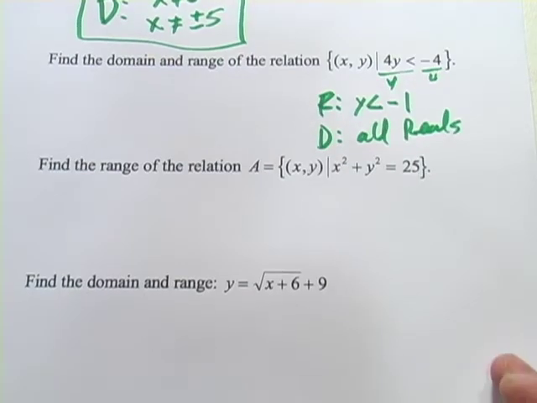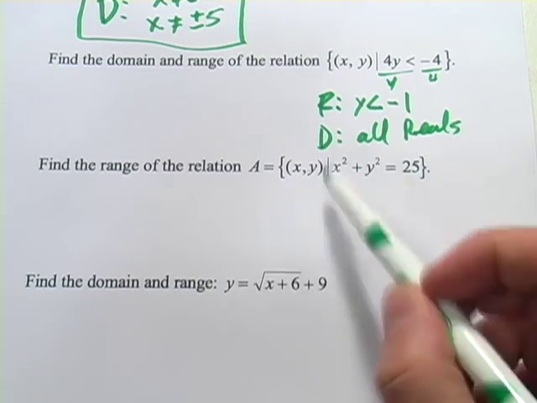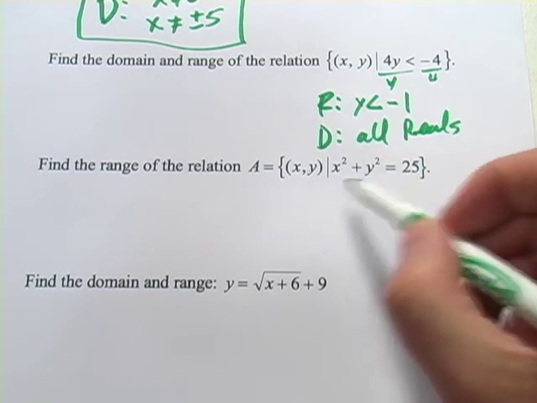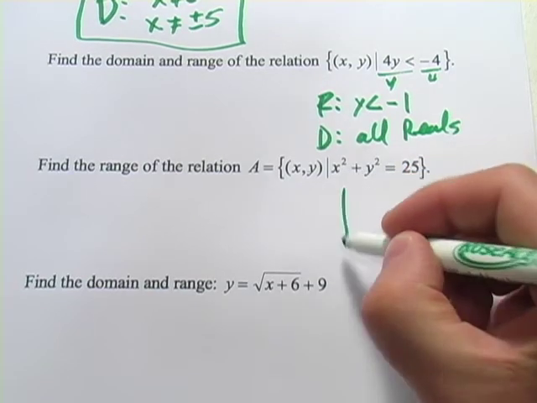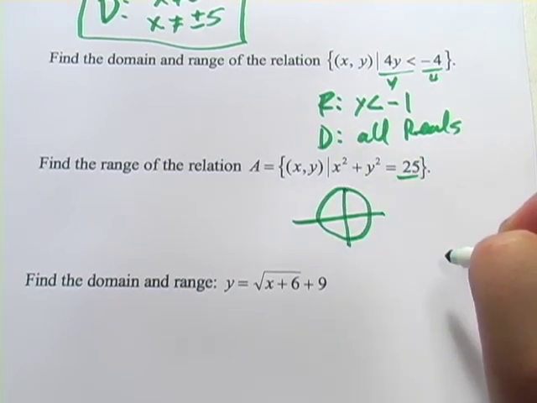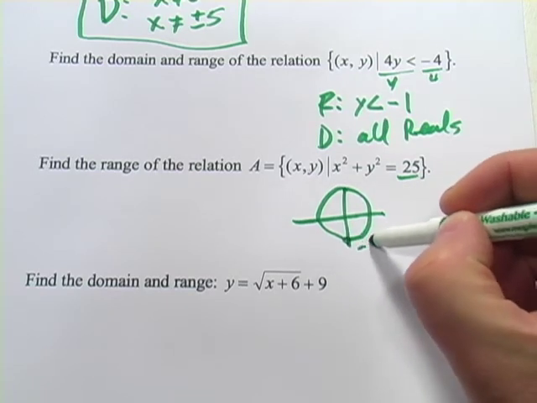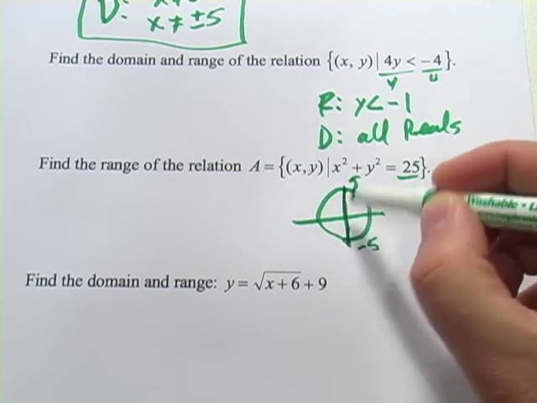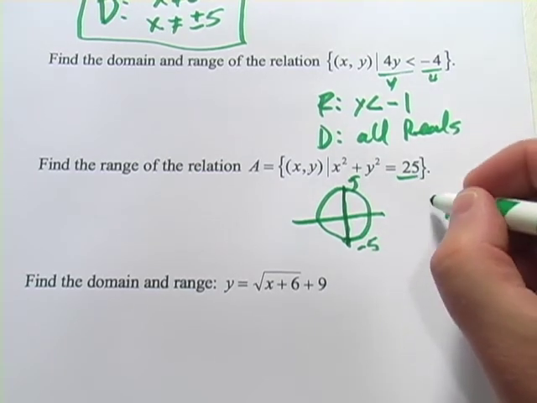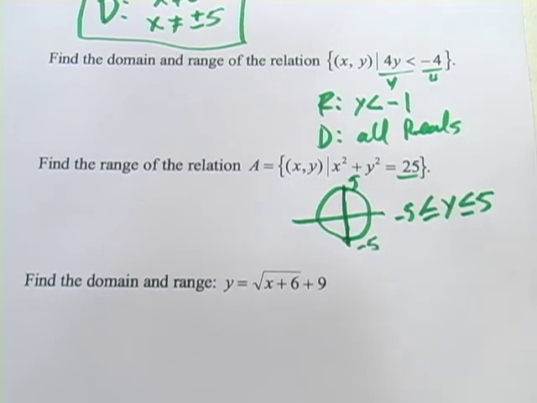All right, let's look at another one. So we're going to find the range of this relation, and we have x squared plus y squared equals 25. Hopefully you know that this is the equation of a circle. And you might even know that it's got a radius of 5. So if you think about that, and the range are the y values, it goes from negative 5 up to 5, right? And nothing outside of that. So that would be your range. Y is greater than or equal to negative 5 and less than or equal to 5.